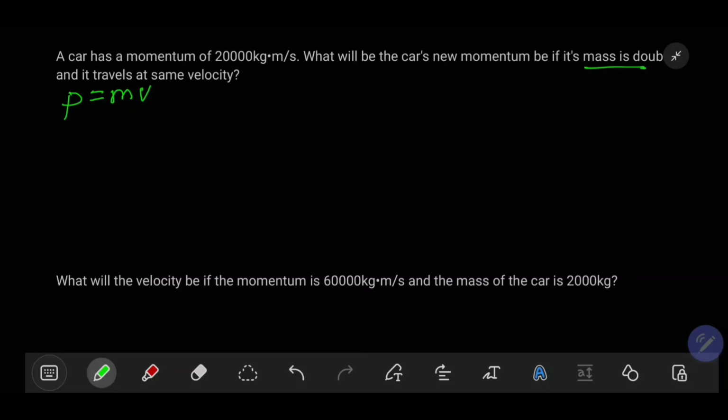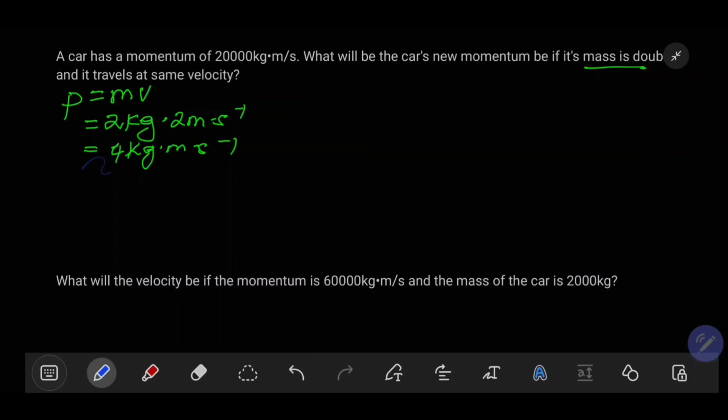So let's do an example whereby we have an object, and this object has a mass of 2 kg, and it's traveling at a velocity of 2 meters per second. And then the momentum of this object will be 4 kg meters per second. So what will happen if we double the mass but we keep the velocity constant?